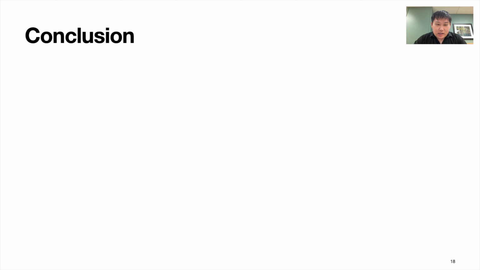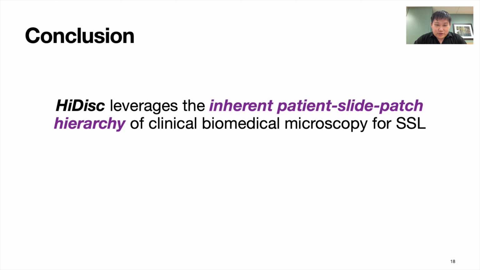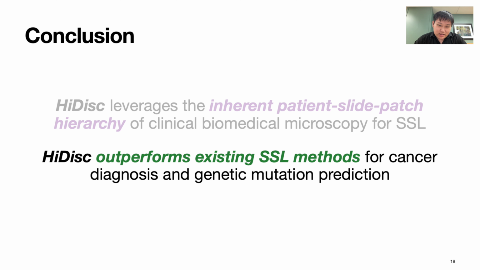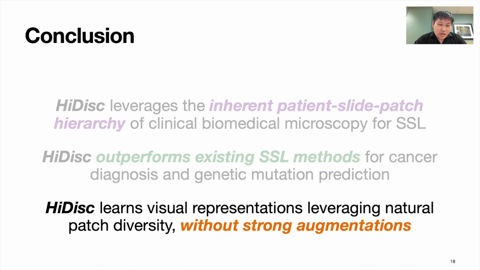In conclusion, HiDisc leverages the inherent patient slide patch hierarchy of clinical biomedical microscopy for self-supervised learning. HiDisc outperforms existing self-supervised learning methods for cancer diagnosis and genetic mutation prediction. And finally, HiDisc learns visual representations leveraging natural patch diversity without the strong augmentations.